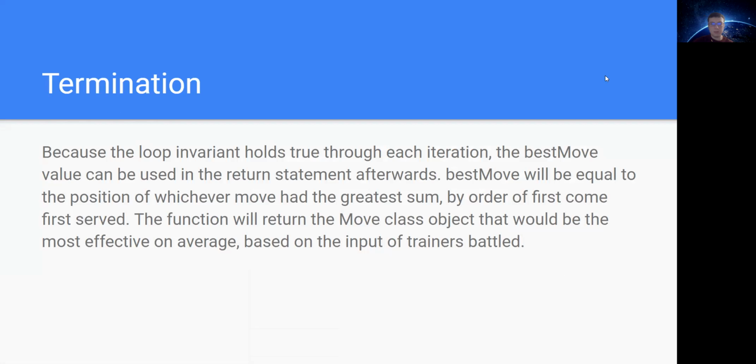So when we end up at the termination point, if the loop invariant held true through each iteration, once we get out of the loop, we will have the proper value for best move, and all we have to do is return the move based on that position. And best move will be equal to whichever spot in move count had the greatest sum. And it'll go by first come, first serve if there's a tie. And it'll work based on whatever trainers were entered in each of their Pokemon.